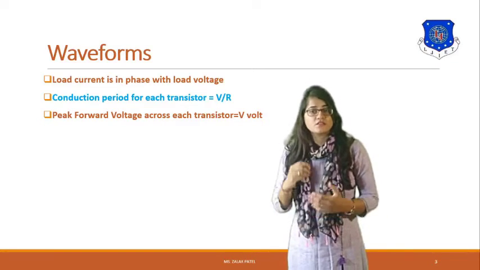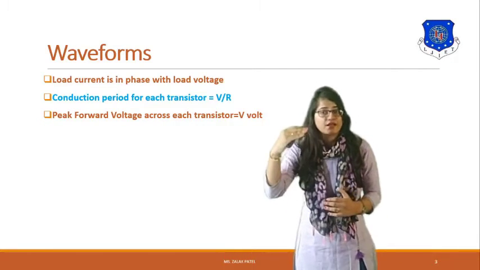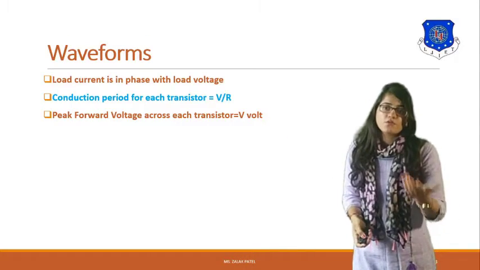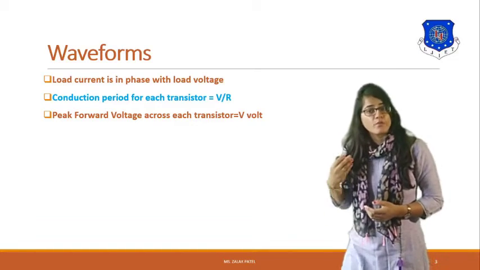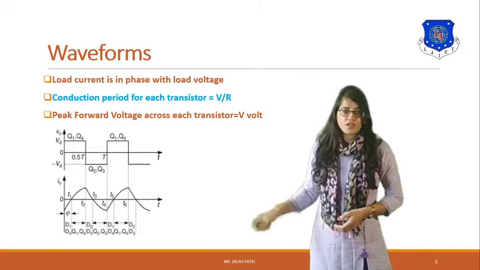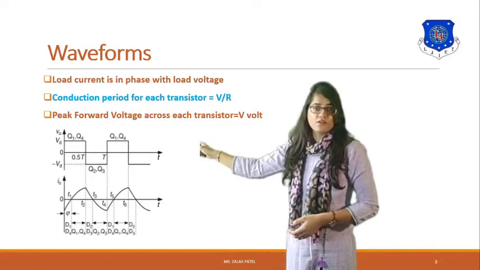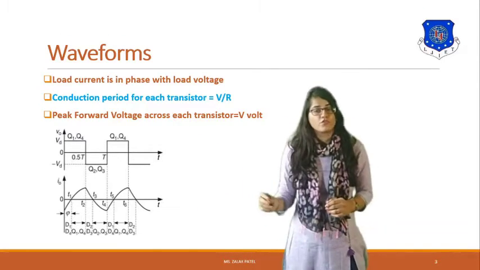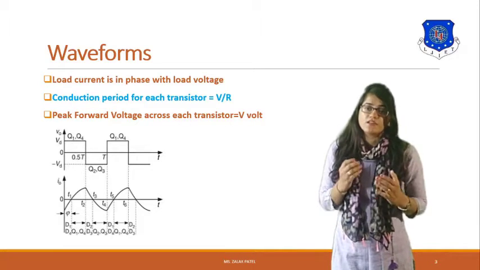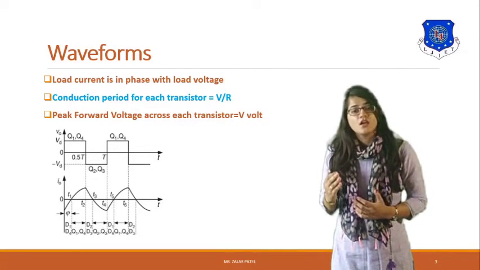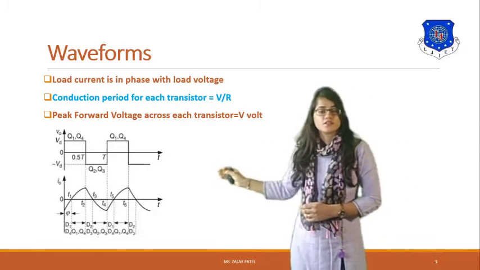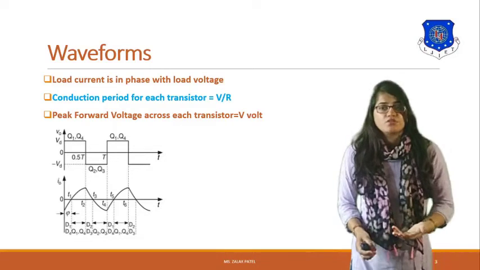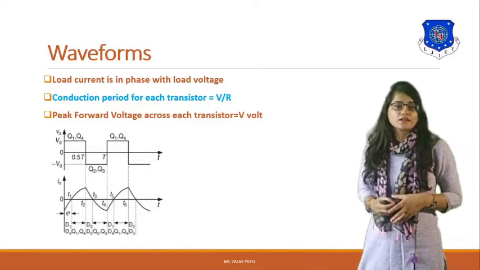Peak forward voltage means the waveform appears with the maximum peak voltage at level plus V volt. There is also the possibility of minus V volt if we operate in the negative half cycle. Here you can see by this waveform that at a time the transistors Q1 and Q4 will start operating, means at that time the diodes D1 and D4, and in the negative half cycle when the transistors Q2 and Q3 start operating, at that time the diodes D2 and D3 will also start conduction.